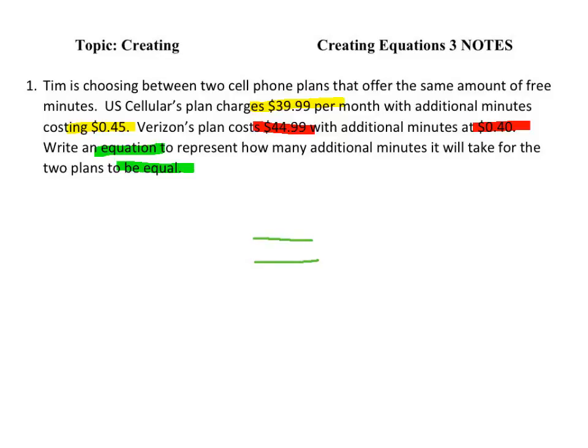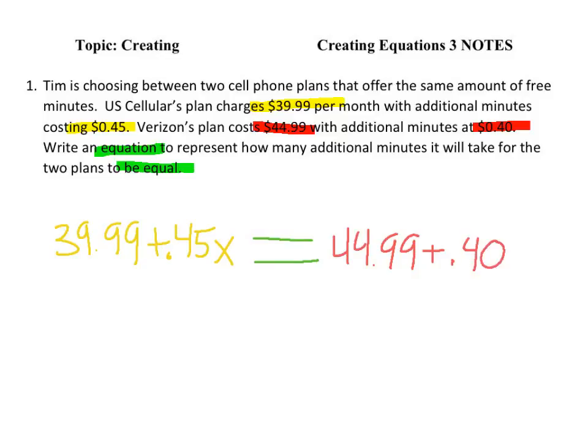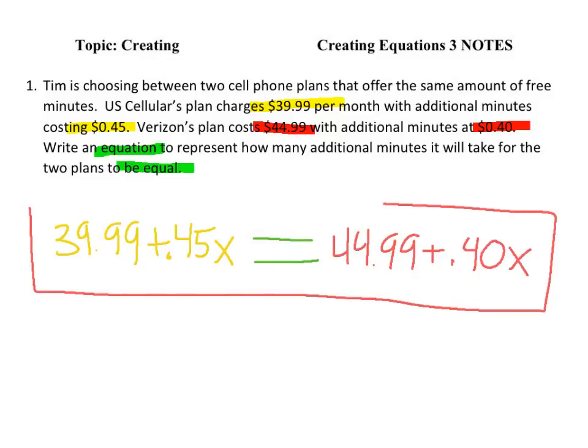Now let's talk about US Cellular. Their plan starts at $39.99 per month, and then they add on 45 cents per minute. Now we don't know how many minutes, so I'm going to put X for that. Now for Verizon, they start at $44.99 per month, and then any additional minutes are 40 cents per minute. Now again, we don't know how many minutes, so I'm just going to put X. This is the answer that you should have.